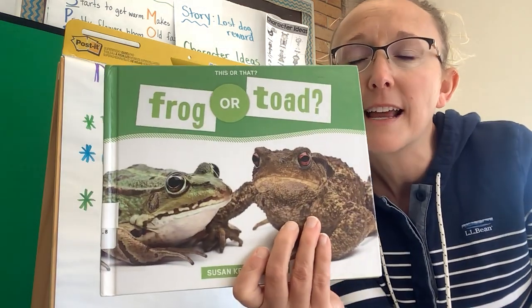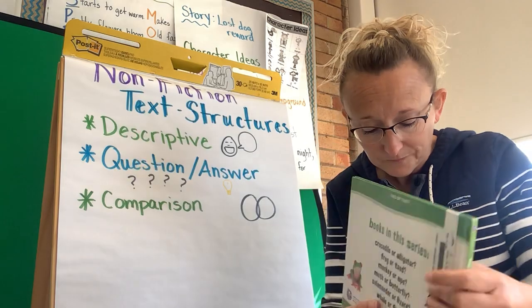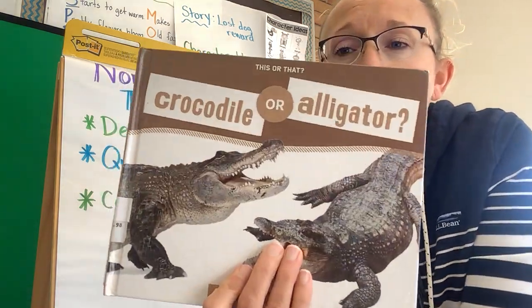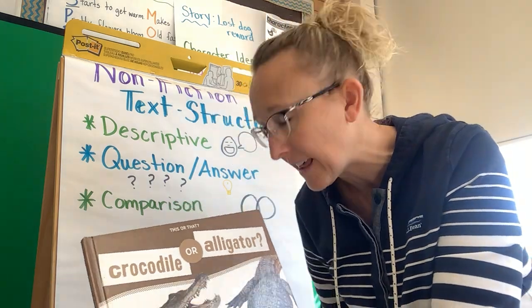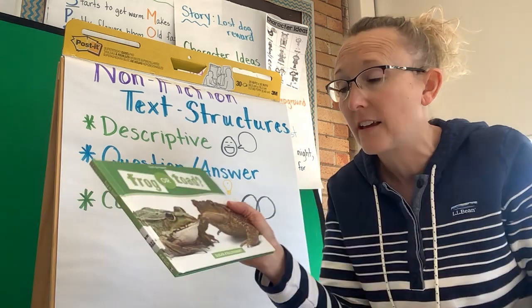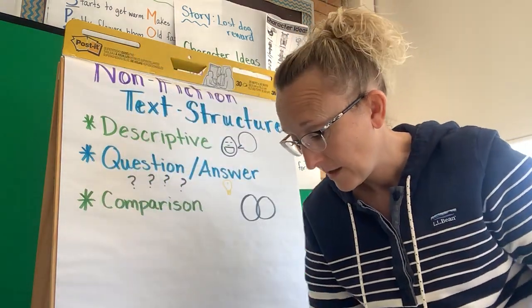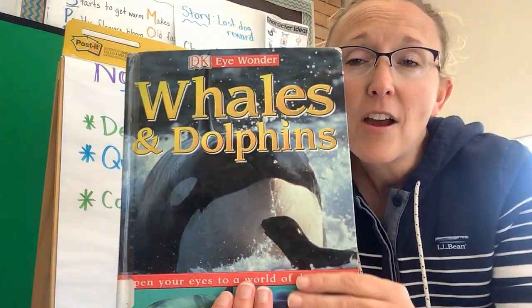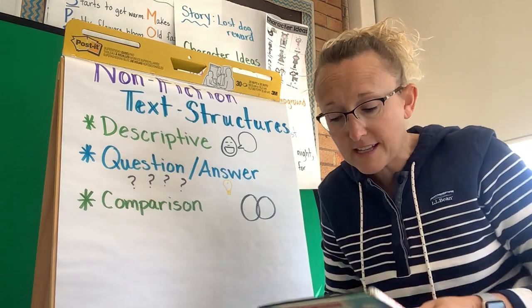Here's another one, kind of like the dust devil and tornado, frog or toad, comparing these two. And another one, crocodile or alligator. So notice in all of these, they're picking things that are really close to each other. These two look so much alike. Same with these. Same with these. Same with these. And the author is deciding to teach you by comparing and showing how they're the same and how they're different.